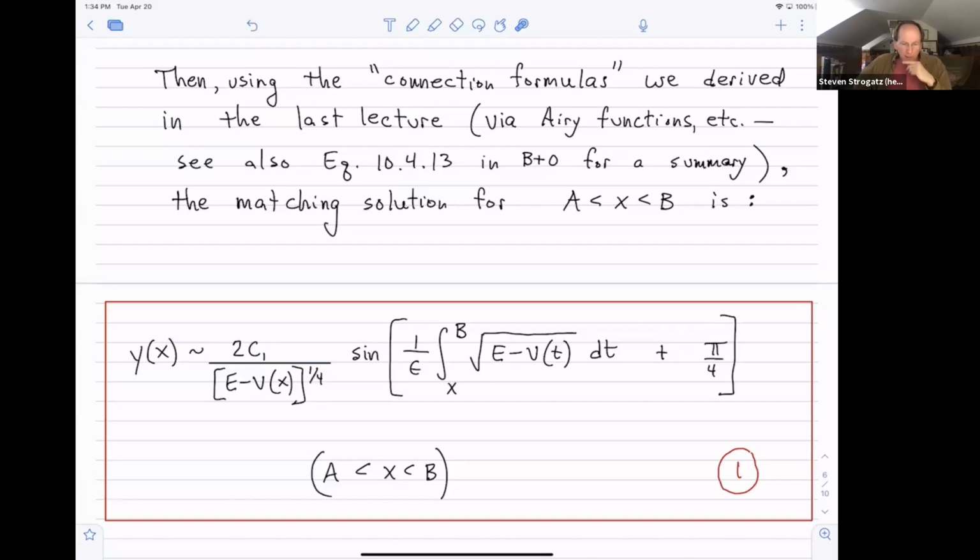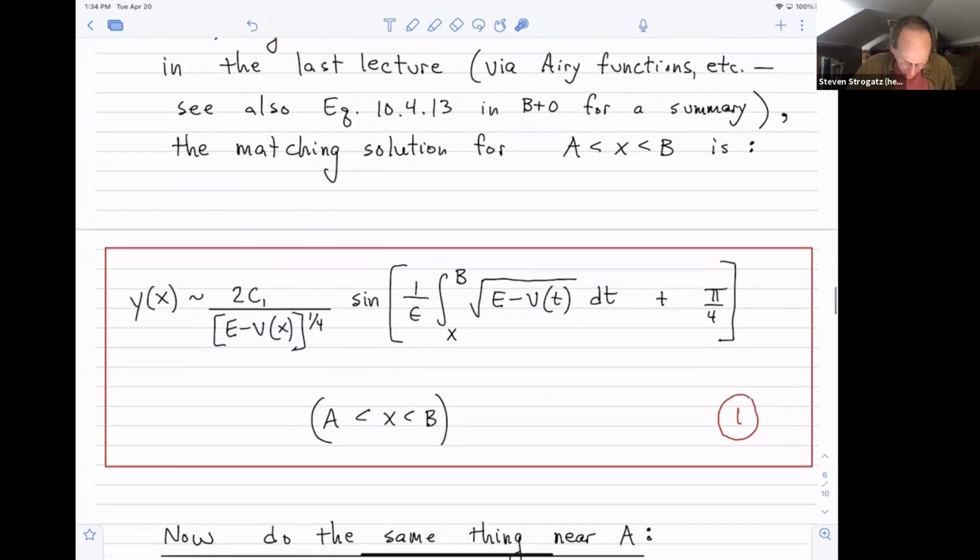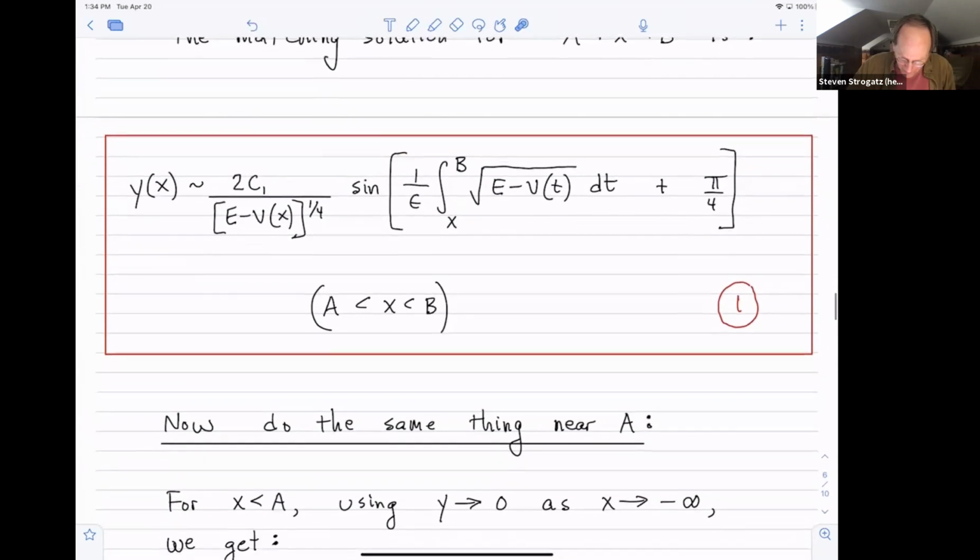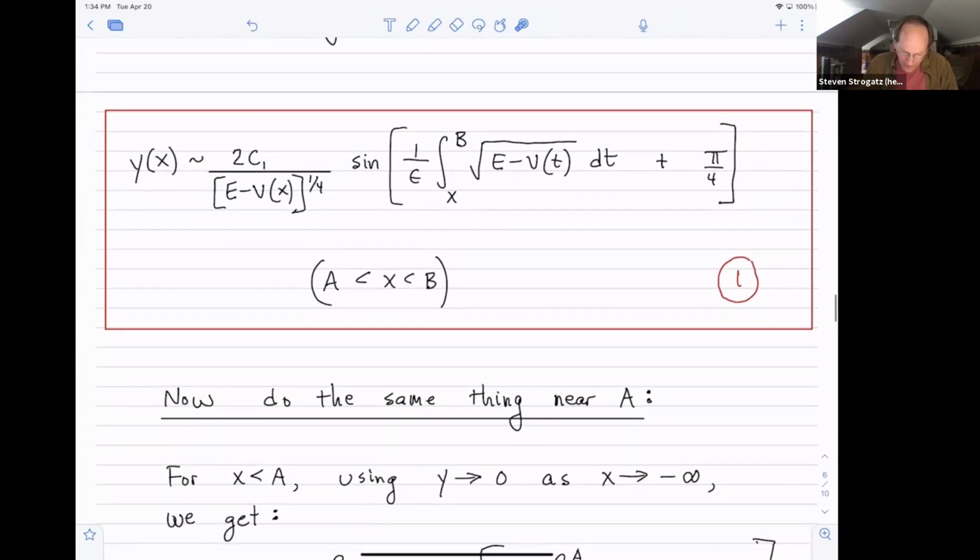Now, that's the way that the oscillations look from the standpoint of having tunneled through the point B. What about if you do the same thing near A? And so here, I'm going to, again, take care of my boundary condition at -infinity from the start by just saying I'm going to demand that y goes to 0 at -infinity.